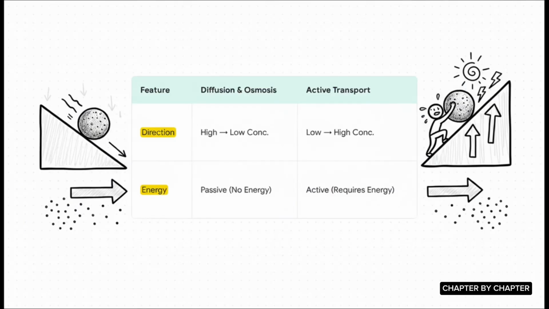So let's just lay it out, side by side. Diffusion is passive. It's like coasting downhill, no energy needed, and it always goes from high concentration to low. Active transport, on the other hand, is active. It's pushing that boulder uphill. It needs energy from the cell, and it moves things from low concentration to high. They're fundamentally opposite strategies for crossing the border.